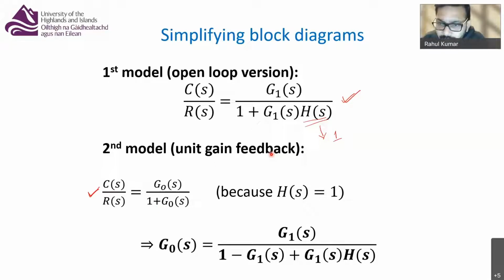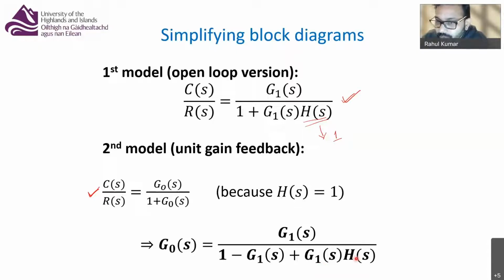However, if you notice that we have G0 instead of G1, which is my forward path gain, I have G0. So G0 has to be calculated. Now G0 is G1 divided by 1 minus G1s plus G1 multiplied by H.